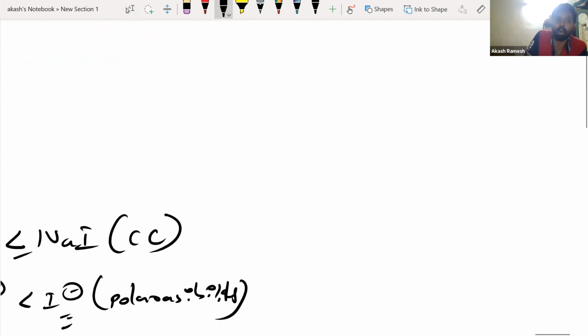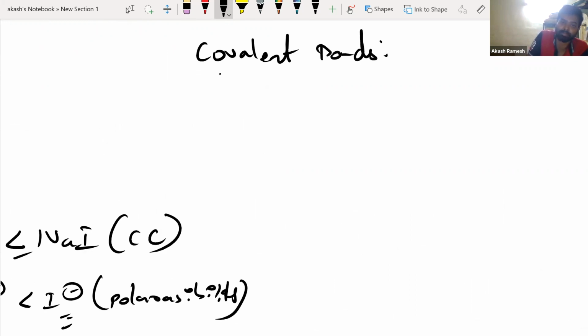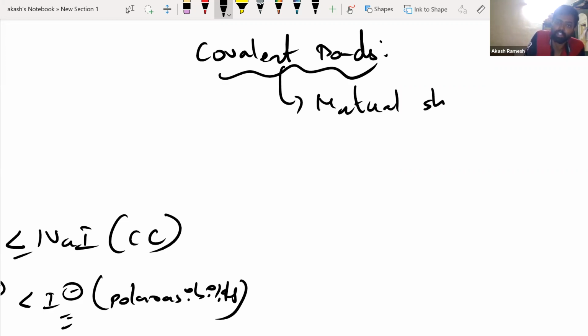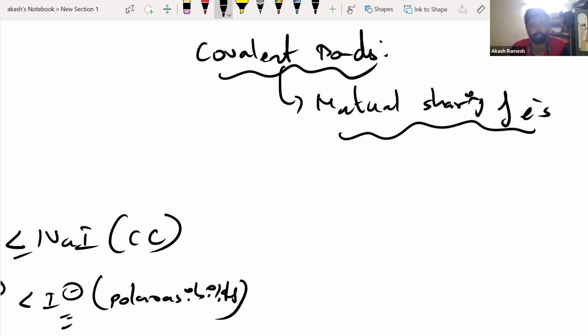Now we'll move on to your covalent bonds. This is going to take up most of the chapter, and there's very little on ionic bonds, nothing much to study. But for covalent bonds, I have a lot of things to study. We already know what a covalent bond means. Here it happens by mutual sharing of electrons. I have been using this term from my lower classes, it's by mutual sharing of electrons.